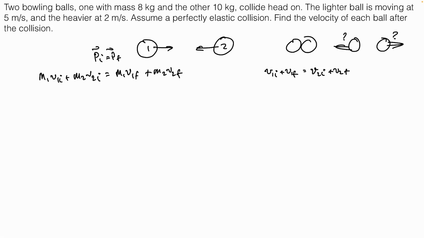Yes, but we're going to handle those vector directions with positive and negative signs based on what directions they're going, right? By the way, both of these equations work for things that are standing still. What if V2 initial were 0? You just put zeros in. There's no special equation for it. It works for everything.